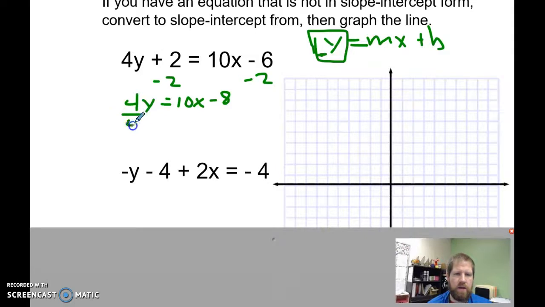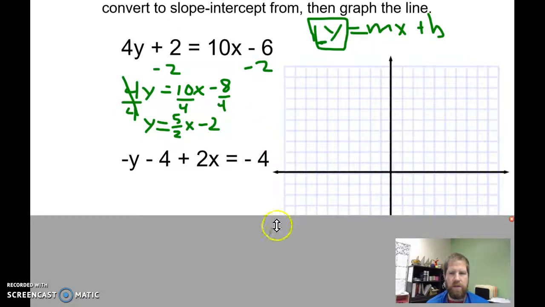Then divide. To isolate my y, I divide every term by that number. This cancels, and I end up with y equals 10 over 4, or I can simplify that real quick, 5 over 2x minus 8 over 4, or 2. And this is how I would like your slope to look. Instead of being a mixed number, I would like it to be an improper fraction. It should never be a decimal. Fractions are easy to graph, fractional slopes. Decimals are very difficult to graph.